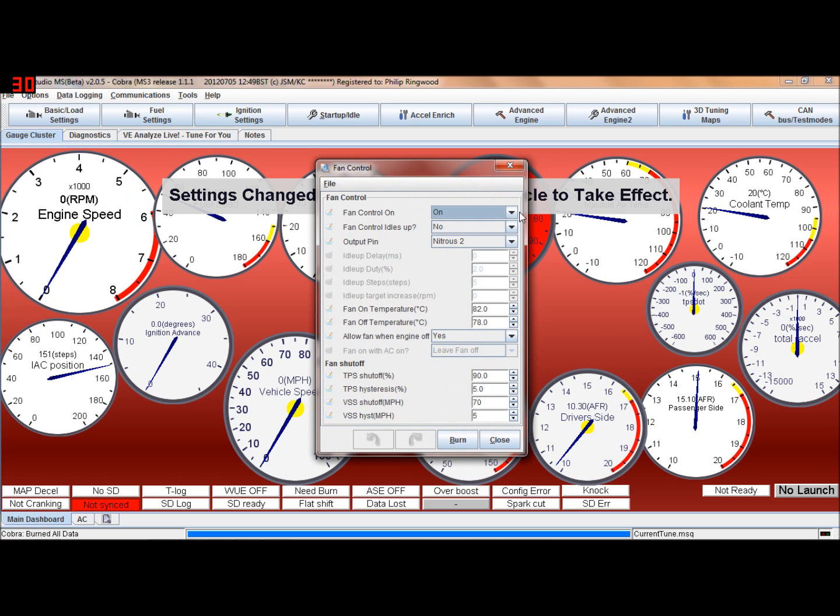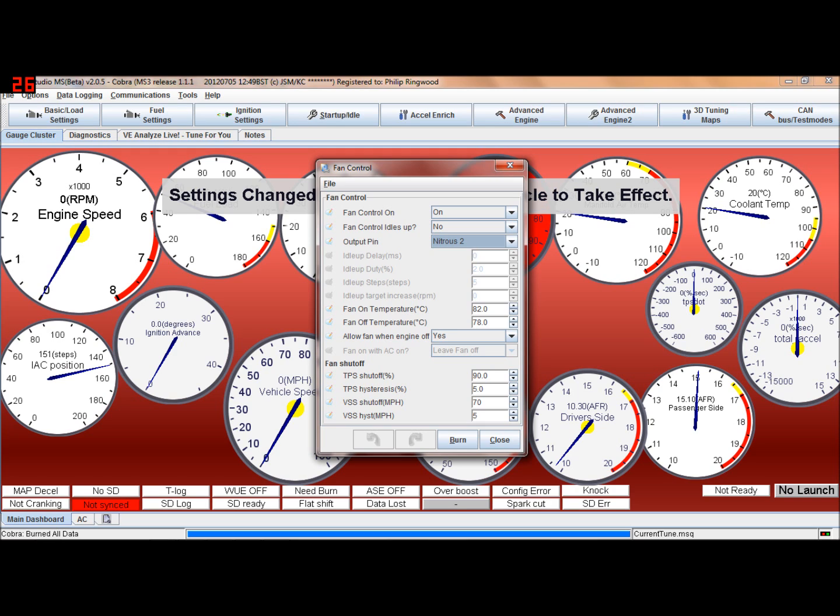Fan control. MS3's got quite a funky fan control on it, on or off. You can have it so as the fan comes on, the idle goes up a little bit. This is your output pin, so the output that it uses. I'm using MS3X card, so I'm using nitrous 2 output pin. You may, depending on how I built it, maybe IAC 1, 2, D15, could be anything, any one of these, but that will be labelled on the wiring loom or inside.